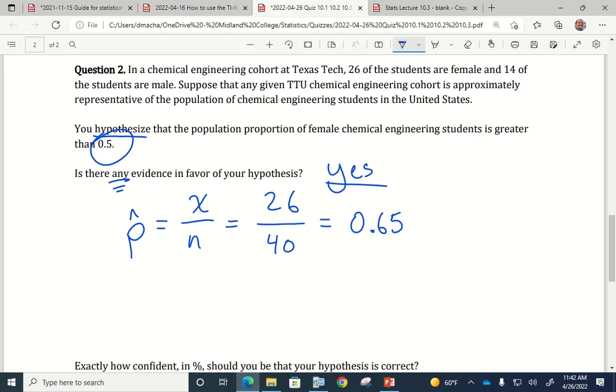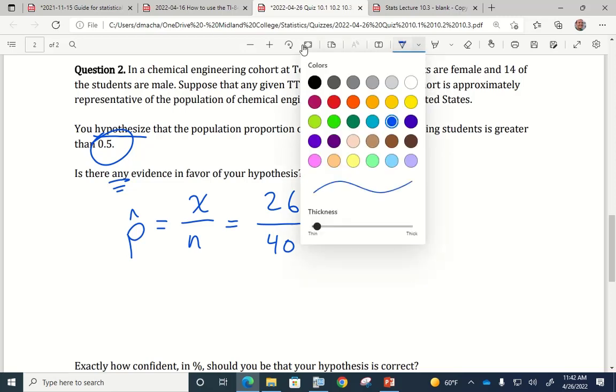If I were to calculate a sample proportion that was less than half, then I haven't really found any evidence whatsoever in favor of my hypothesis. But the fact that my sample proportion was greater than half tells me I've got some evidence. I don't know how much evidence that represents, but it's something.